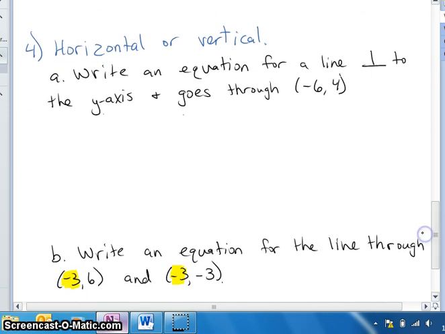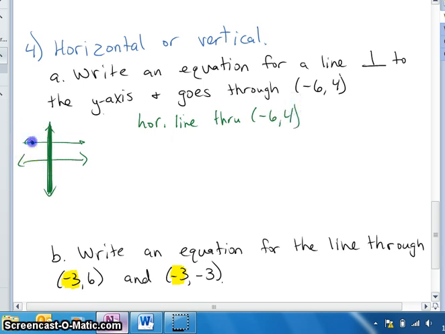Okay. I've also got some horizontal or vertical lines. So write an equation for a line perpendicular to the y-axis. So I'm going to make a little graph here and just remember, here's the y-axis. If I want something perpendicular to that, it's got to be a horizontal line. So I'm looking for a horizontal line through the point (-6, 4). Well, that would be about there. Since it's horizontal, that means y equals. And if it's a y equals, I need to know what is the y value. It's 4. So there's my line.